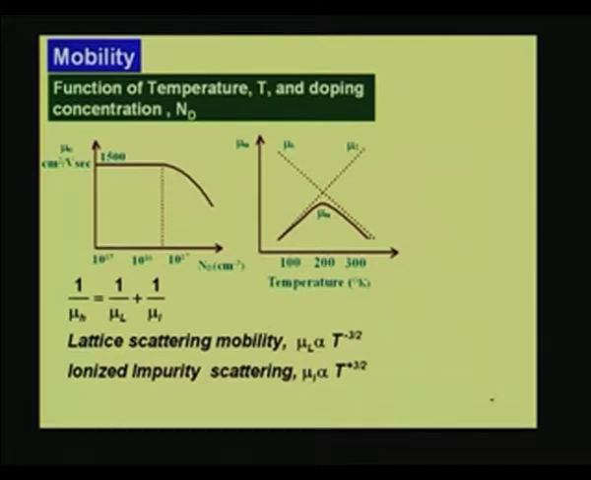So, some idea of this temperature dependence: the lattice scattering mobility is T to the power minus 3 by 2, ionized impurity scattering is T to the power 3 by 2. There are of course slight variations in that parameter here, it is T to the power plus n, and you can call the other one T to the power minus n.